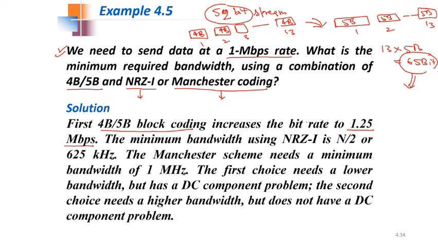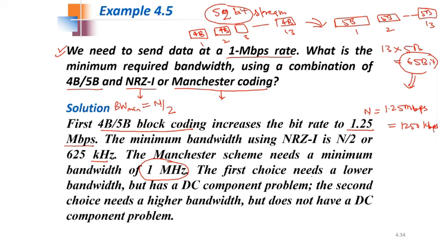If we are going to send 1.25 Mbps, the minimum bandwidth in case of the NRZ scheme is n by 2. So 1.25 Mbps, we can represent as 1250 kbps, where n is the data rate. So n by 2 means 625 kbps will be required in case of the NRZ-I scheme. Similarly, in Manchester coding, the minimum bandwidth needed is 1 MHz. So 1 MHz will be required in case of the Manchester scheme.